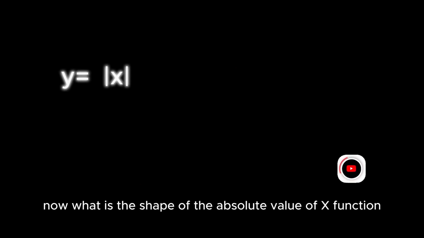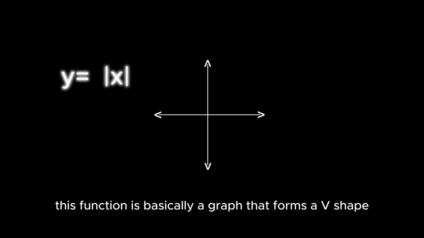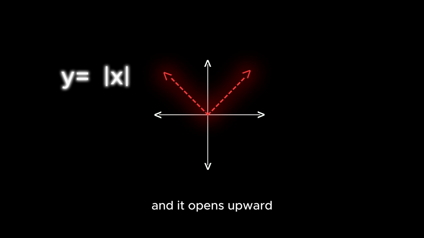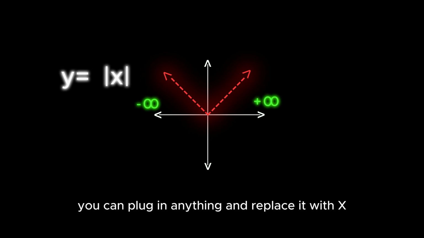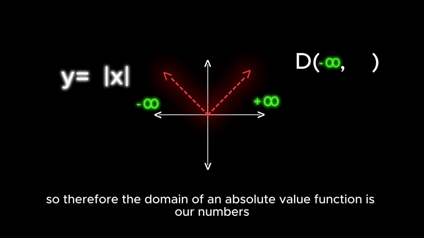Now, what is the shape of the absolute value of x function? What's the parent function? This function is basically a graph that forms a V shape, and it opens upward. X can vary from negative infinity to infinity. You can plug in anything and replace x with that number. So therefore, the domain of the absolute value function is all real numbers.